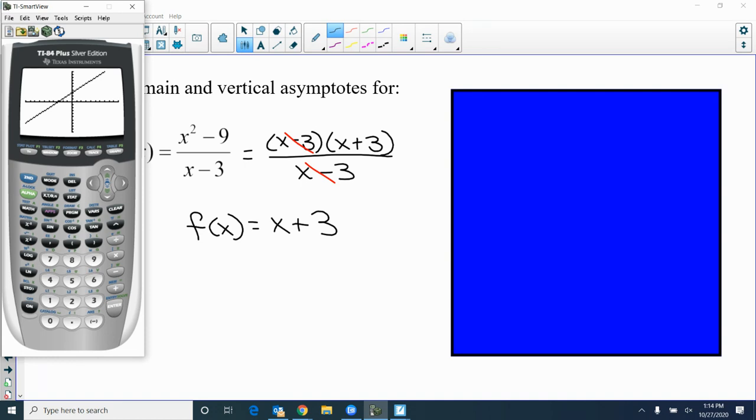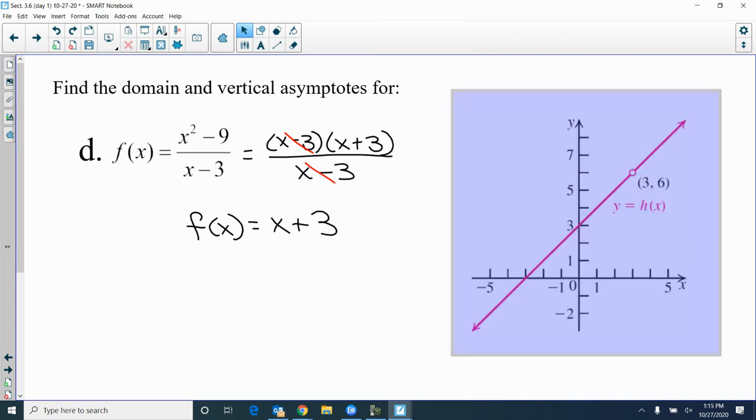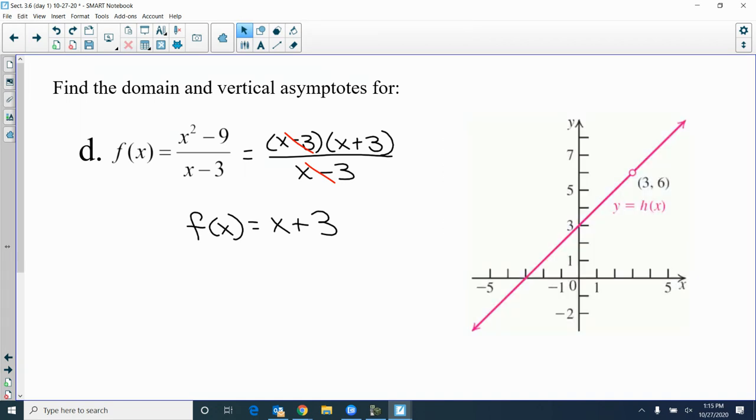But in the original problem, what number can't I plug into the original function? Can't plug in 3. Now, I've got to change my table here. I'm going to go back to 0 and go up by 1s. What does it say at 3? It says error. It's undefined at that point. There's no vertical asymptote. Now, this is one of those weird cases where, although you can't see it on your calculator, there's a hole there, okay?